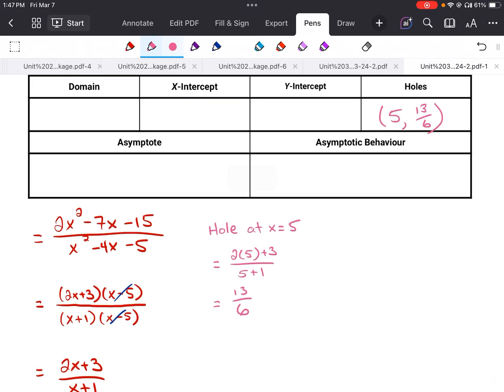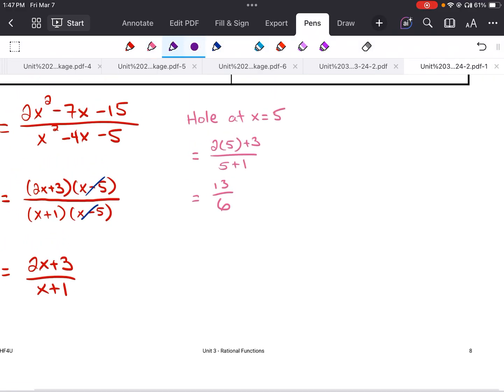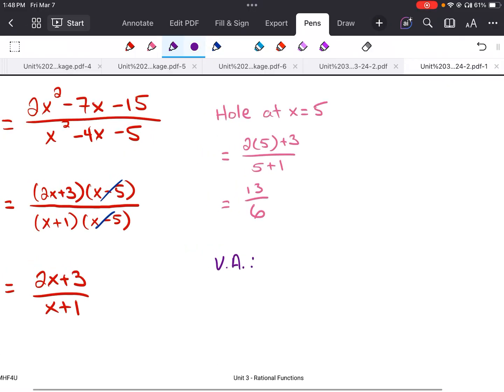Okay, other things that we can find from here, we need a vertical asymptote, which is the factor of the denominator. We only have one factor, it's x plus 1. So the vertical asymptote occurs at x equals negative 1. Okay, the horizontal asymptote occurs when dividing the leading coefficients. So we have a 2 as a leading coefficient in the numerator, a 1 as a leading coefficient in the denominator. So the horizontal asymptote occurs at y equals 2.